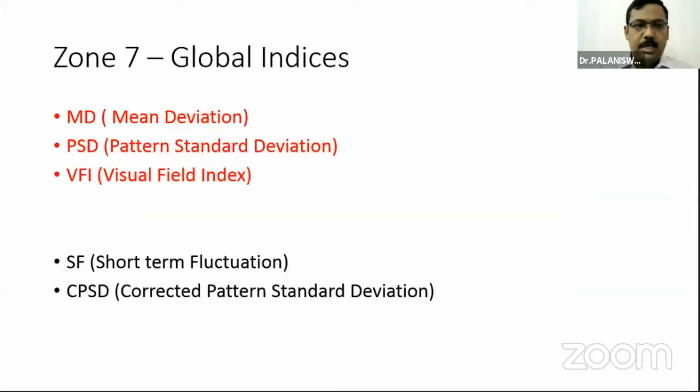Next comes the global indices. We have the mean deviation, pattern standard deviation, and the visual field index. In case we do a full threshold, we also have the short-term fluctuation and the corrected pattern standard deviation.